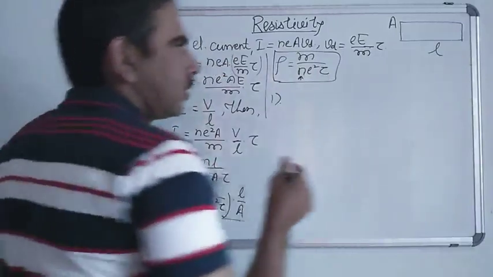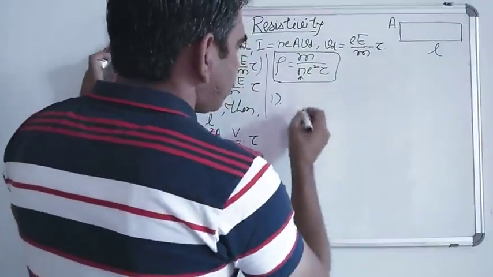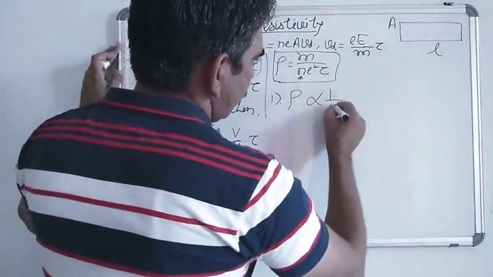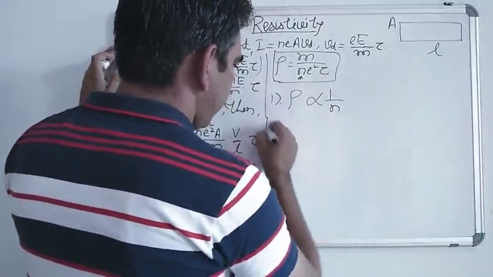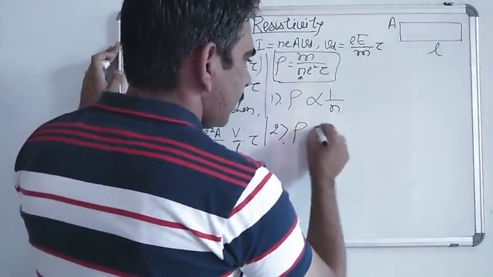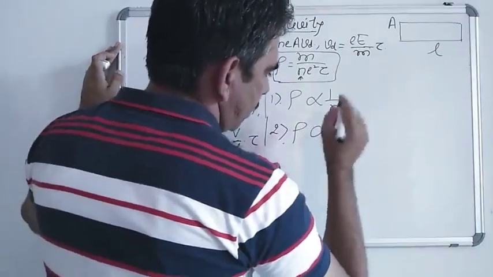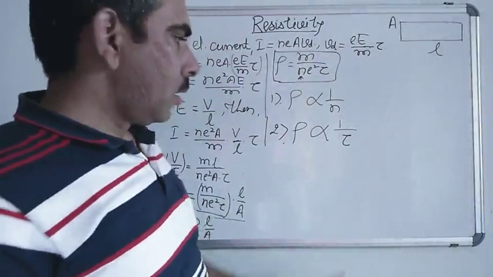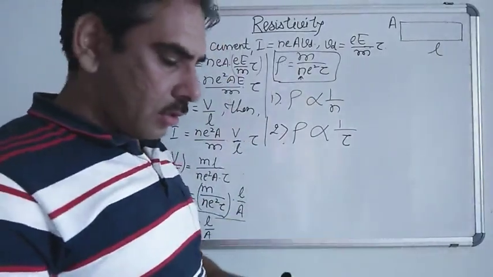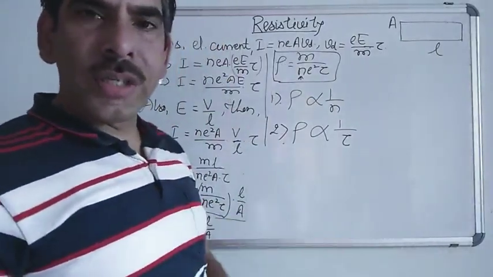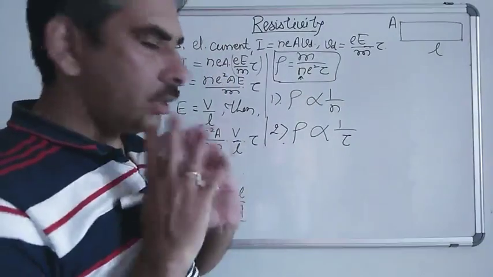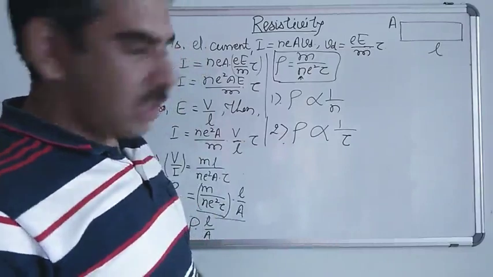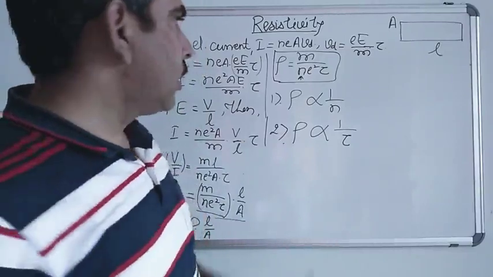So how is that? Resistivity is inversely proportional to n, and the second factor we have understood is that resistivity is also inversely proportional to the relaxation time. A large relaxation time means there are fewer collisions which the free electrons face during the movement within the conductor, right? So this is the expression for the electrical resistivity.